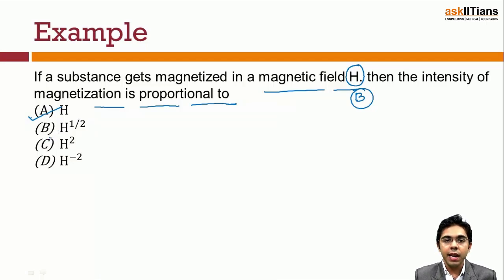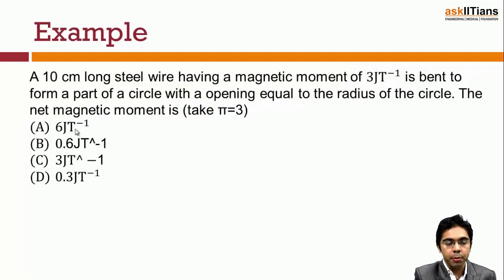Okay, what exactly is it? It depends linearly on B. H depends linearly on B. So instead of B, what is given? H. So what we're going to get is that it is directly proportional to H. Okay, let's proceed towards the next example.